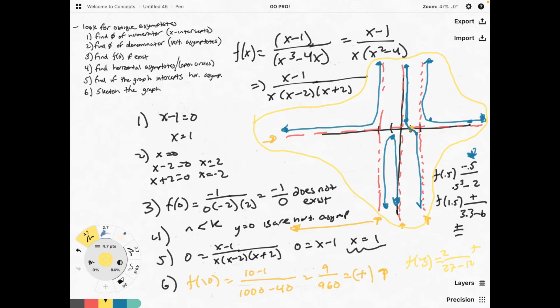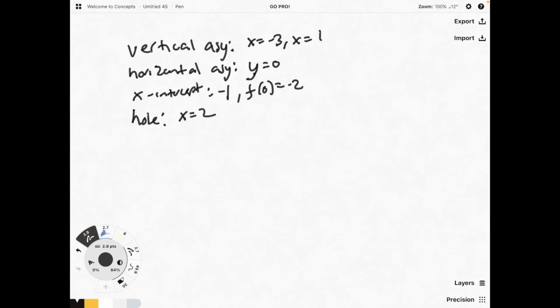All right, let's look at one last example. In this problem, we have given information. So we're given the vertical asymptotes, x equals negative 3 and x equals 1. We have a horizontal asymptote at y equals 0. We have an x-intercept at negative 1. We're also given that the function at 0, or the y-intercept, is equal to negative 2. And then we're also given that there's a hole in this problem at x equals 2. And the problem asks to find an equation of a rational function that satisfies the given conditions.